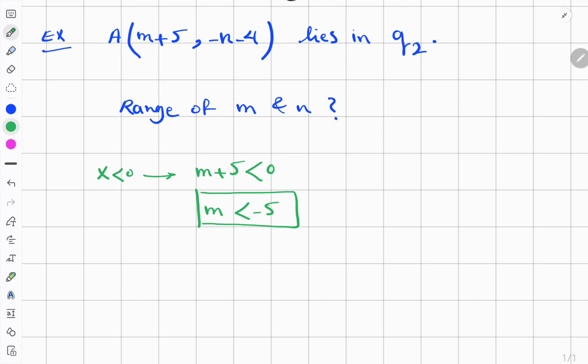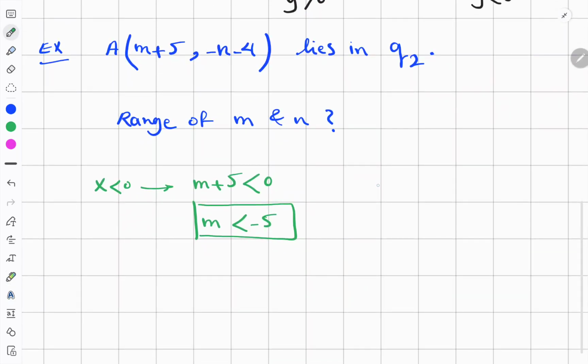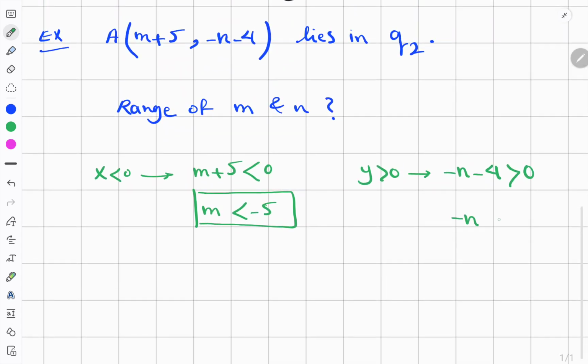And how about negative n minus 4? So in Q2, y is a positive value. So negative n minus 4 should be larger than 0. So y is positive, so negative n minus 4 is bigger than 0. So for negative n, we can add 4 units and these two numbers cancel out. So negative n is bigger than positive 4. So I'm going to get rid of this negative coefficient by dividing by negative 1.